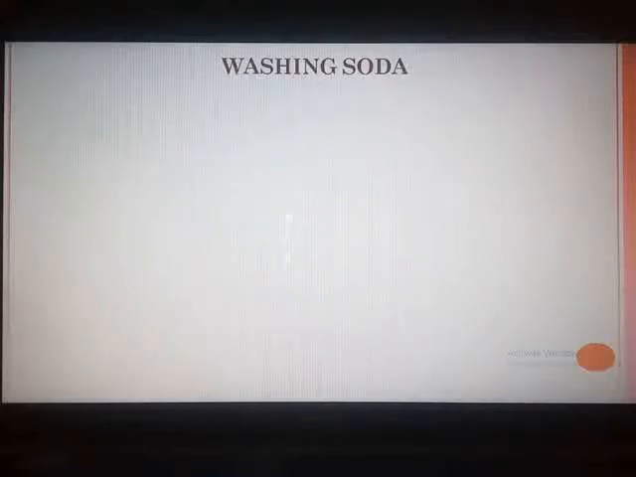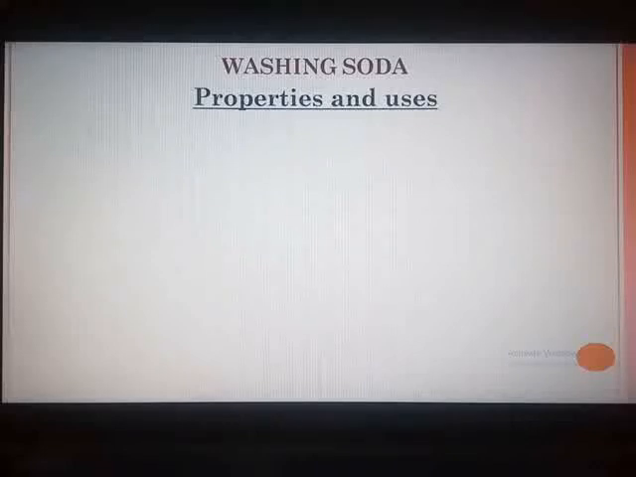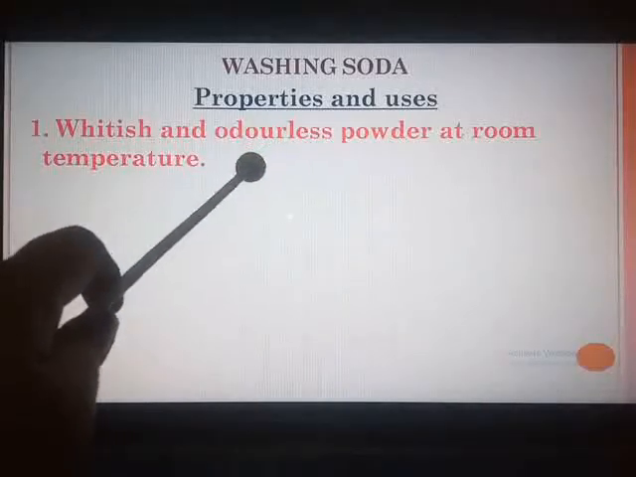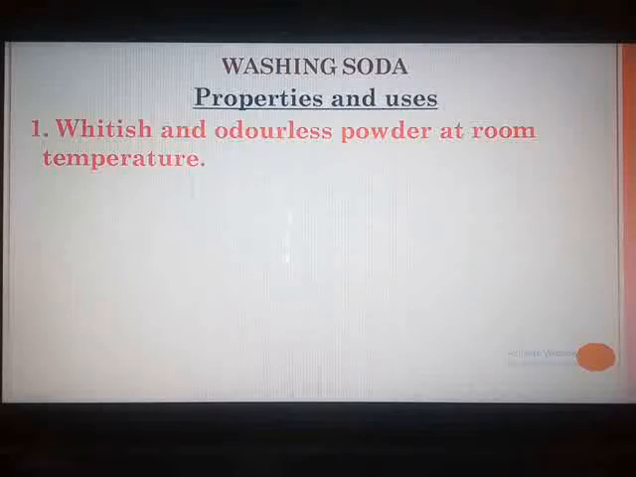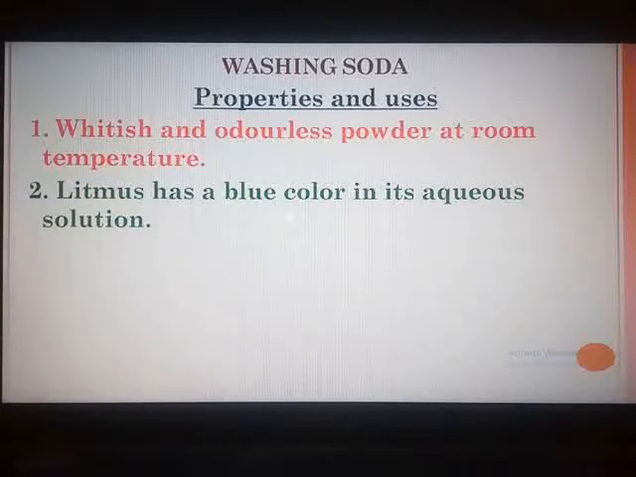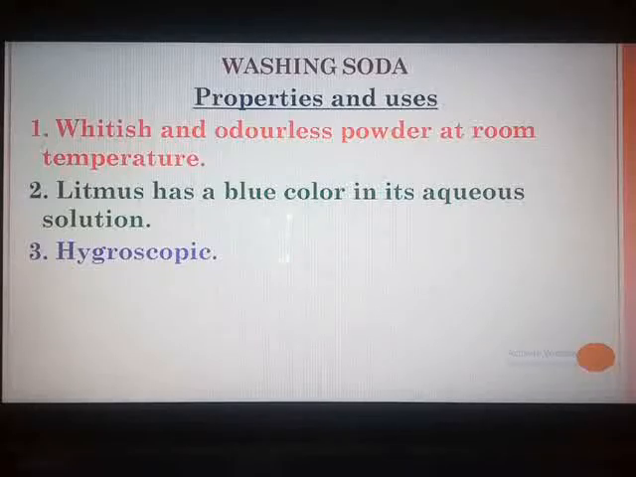Our next salt is washing soda, having the molecular formula Na2CO3.10H2O. Let us see its properties and uses quickly. It is whitish and odorless, a powder at room temperature. Litmus turns blue in its aqueous solution. It is hygroscopic in nature. I had given you the meaning of hygroscopic. Hygroscopic means it absorbs moisture if it is left exposed to air.